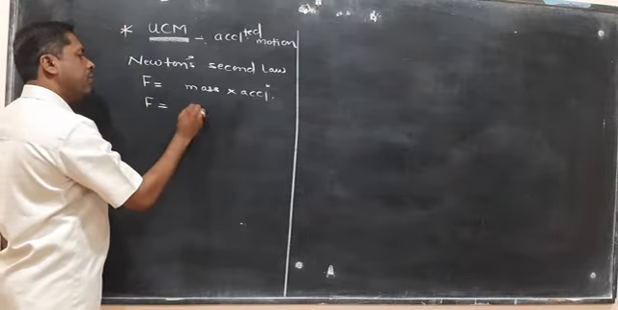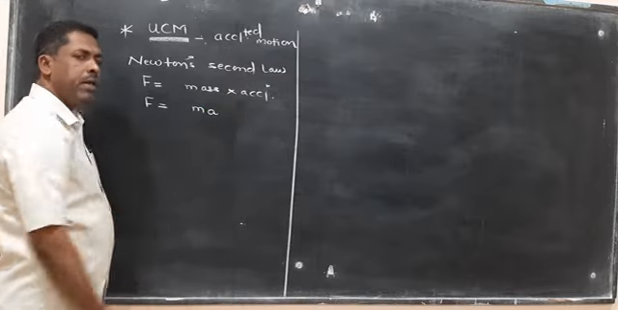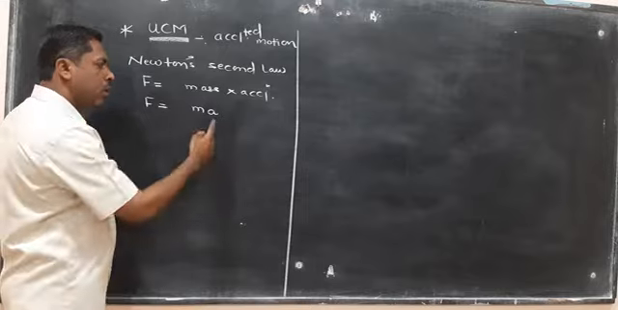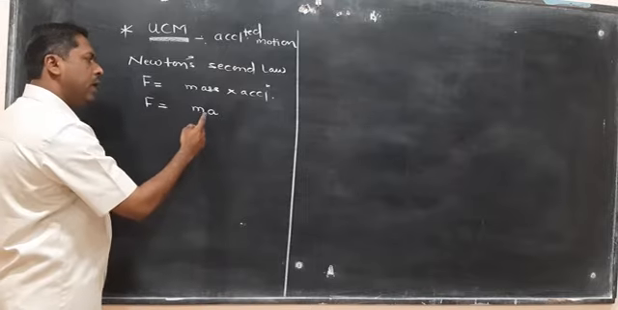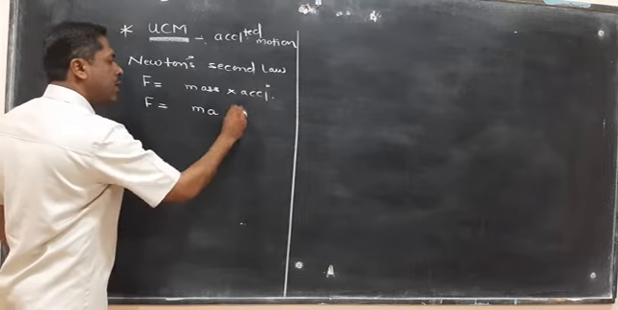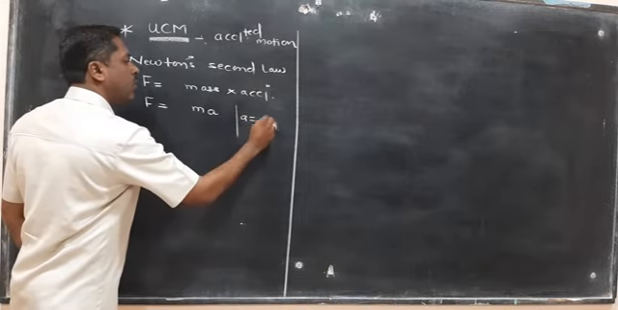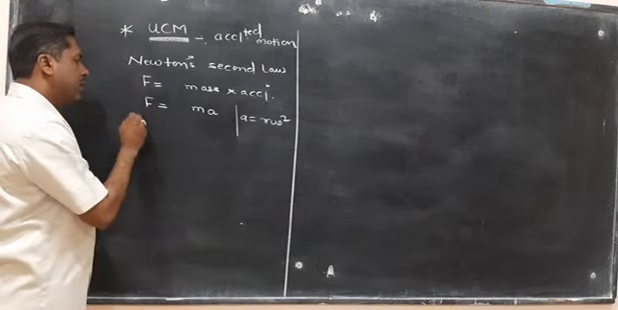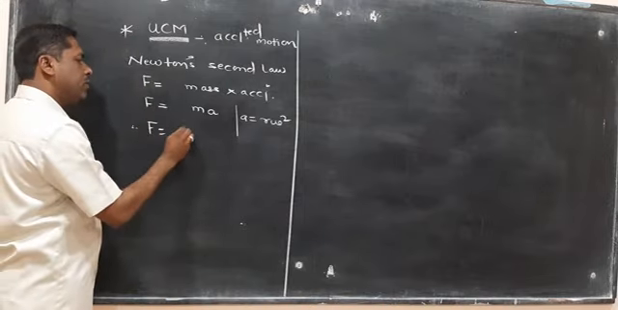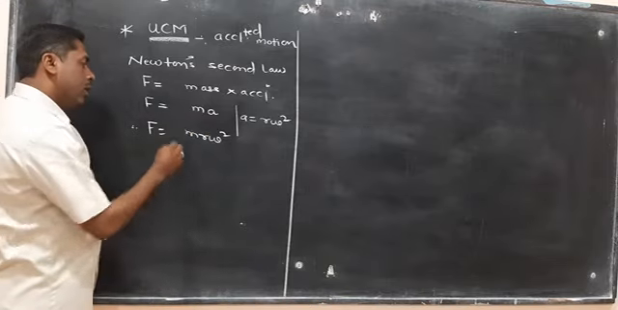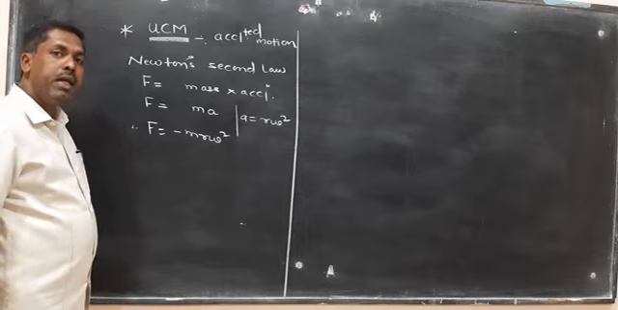Mathematically it can be written as F is equal to m into a, where m is the mass and a is the acceleration. And this acceleration, which we have already studied in the previous standard, is a equal to r omega square. That's why it can also be written as F is equal to minus m r omega square.